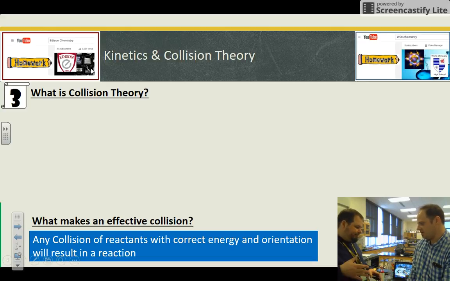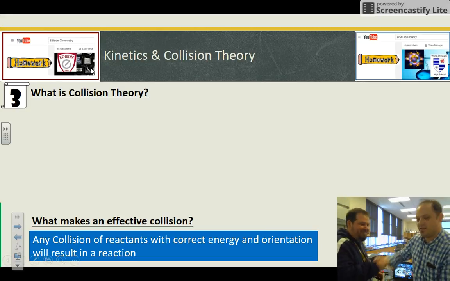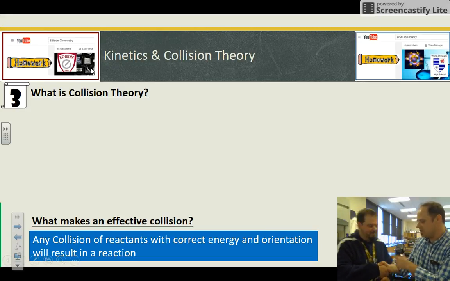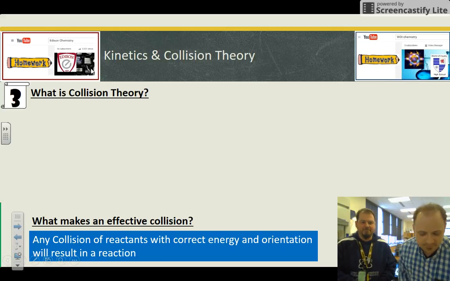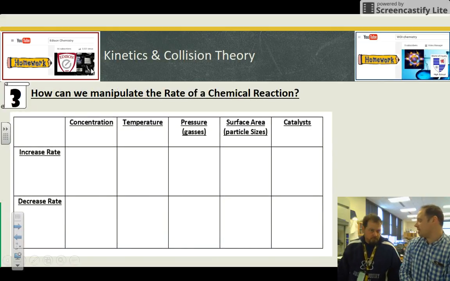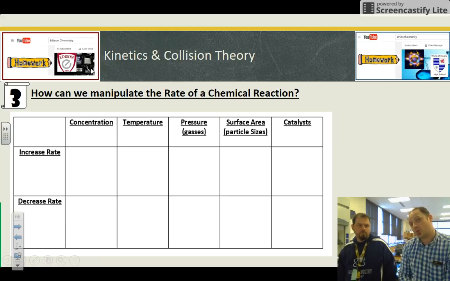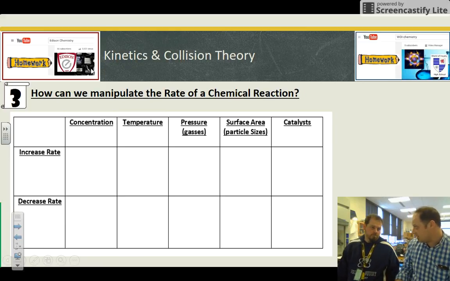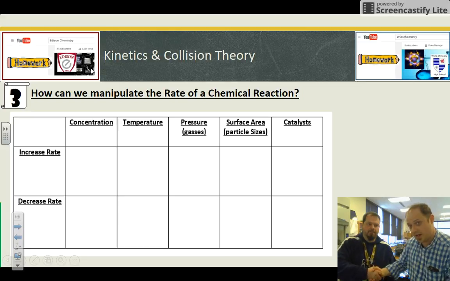That's no handshake. Not a handshake. Effective collision. Done. Energy, orientation, collision. Good. Reaction happened. So the things we can do to manipulate those reactions. Right. So in a chemistry lab, we can do some things physically to our materials to make them have the right energy, orientation, and collision.